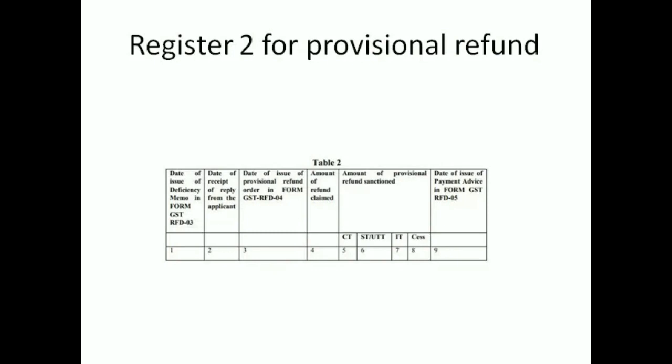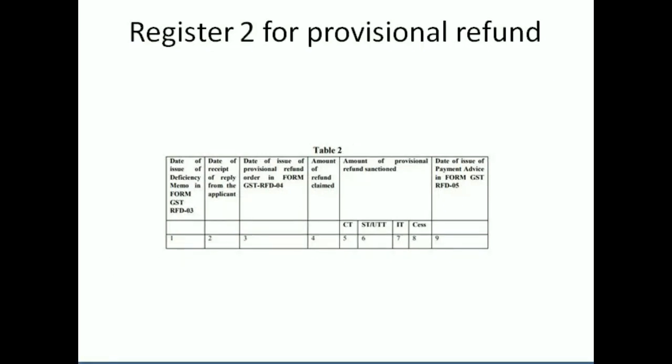Similarly, there is another register for provisional refund. As I mentioned earlier, 90% of the claimed amount has to be sanctioned within 7 days from the issuance of the acknowledgement. The second register is meant for sanction of provisional refund, that is, particulars with regard to sanction of 90% of the claimed amount. Those particulars have to be maintained in the second register.